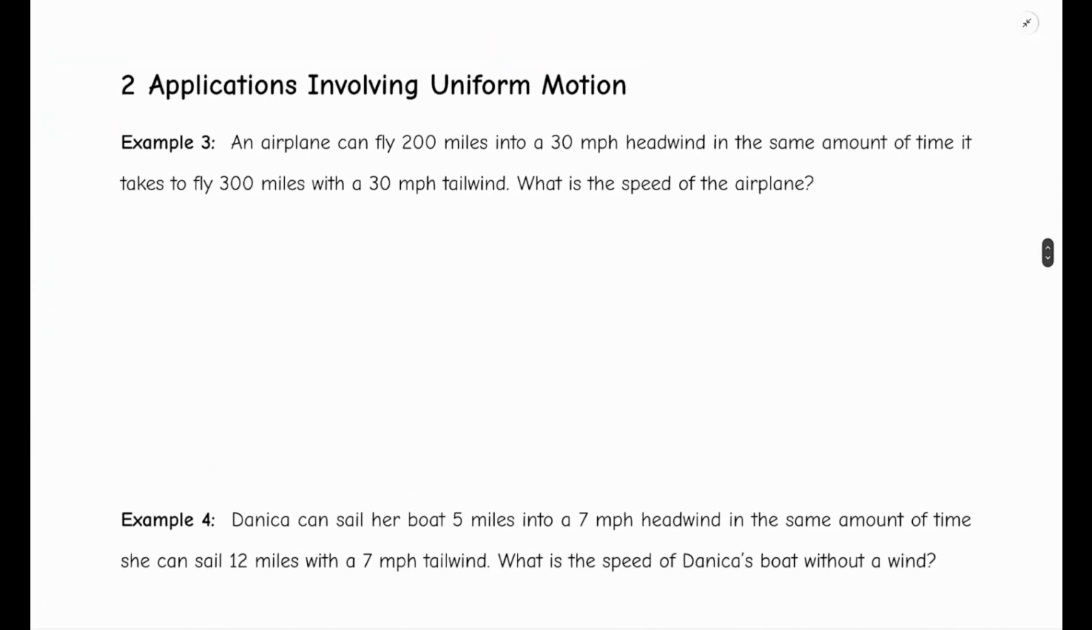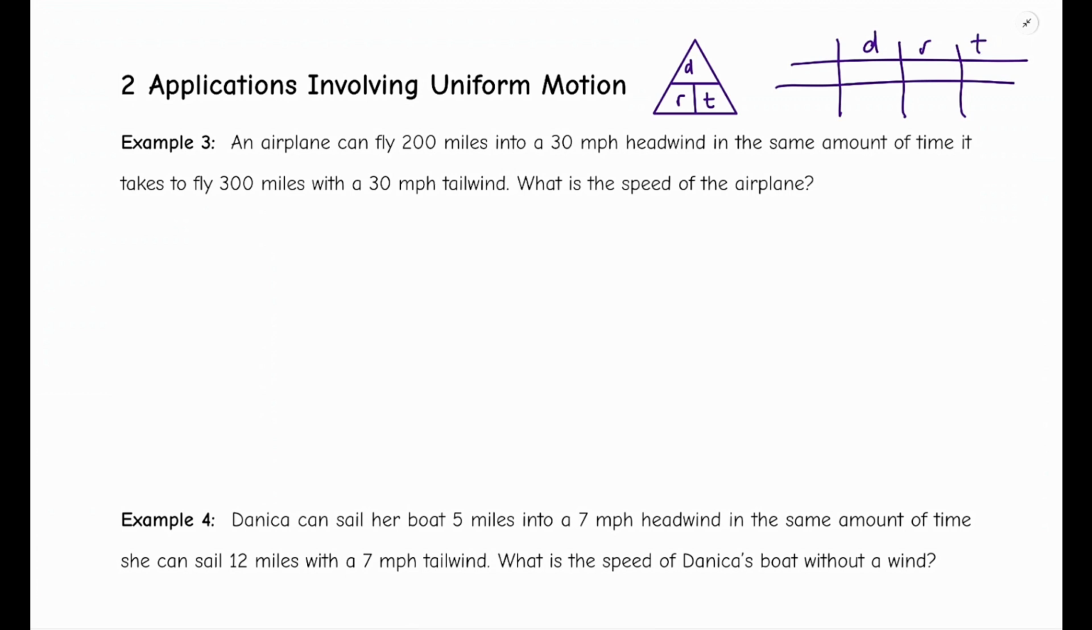Part 2, applications involving uniform motion. So this is the third time we're seeing these types of problems, so I'm hoping you have the formula down by now. D equals RT, which can be encoded in this triangle, and that you'll be using a table that looks like this.